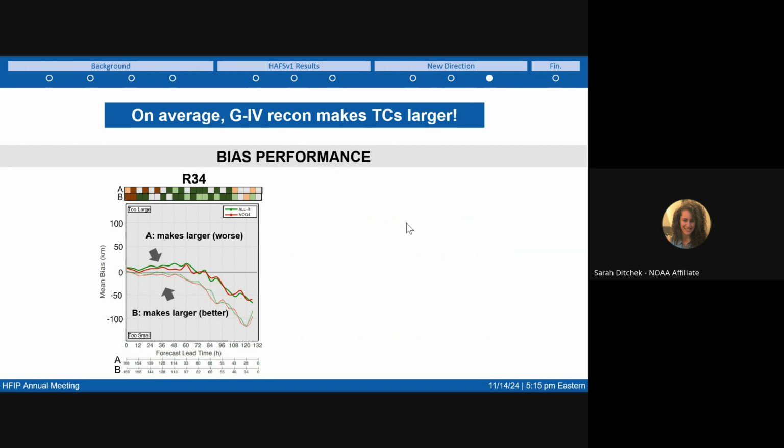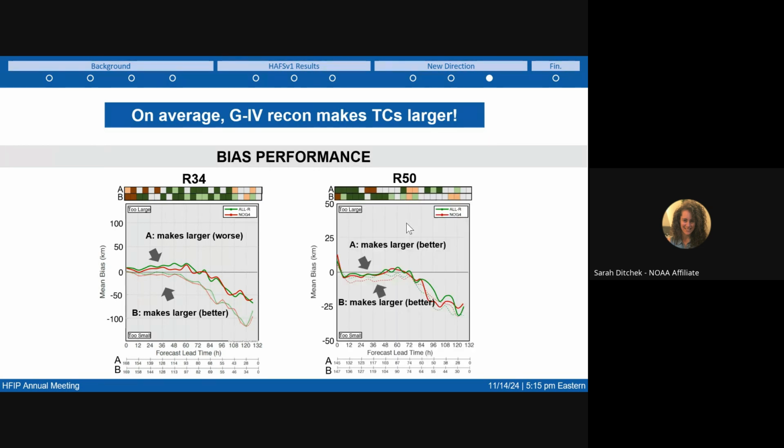But this made the forecasts worse. And this was particularly true through 72 hours. In HAFS V2B, the G4 recon again acted to make the TCs larger, but since TCs in V2B were too small initially, the G4 recon actually made those forecasts better.